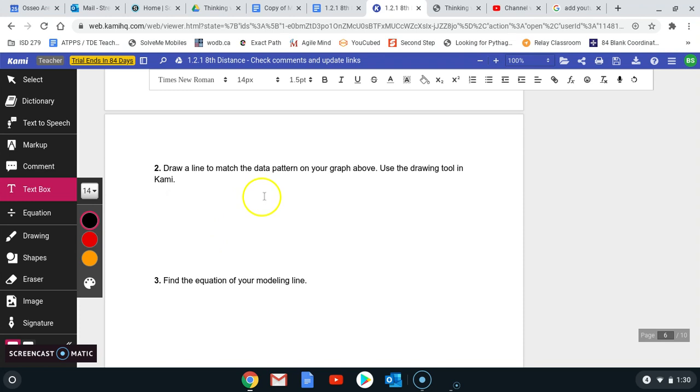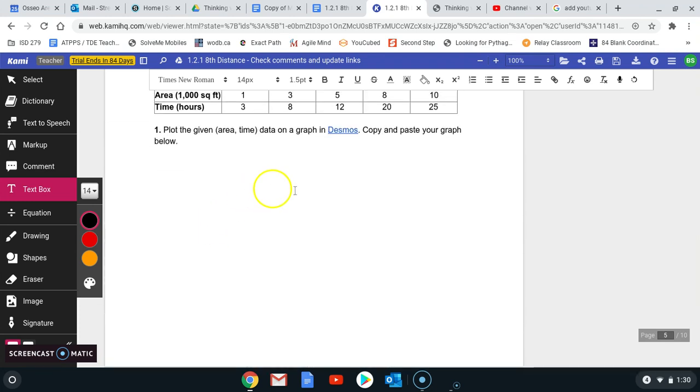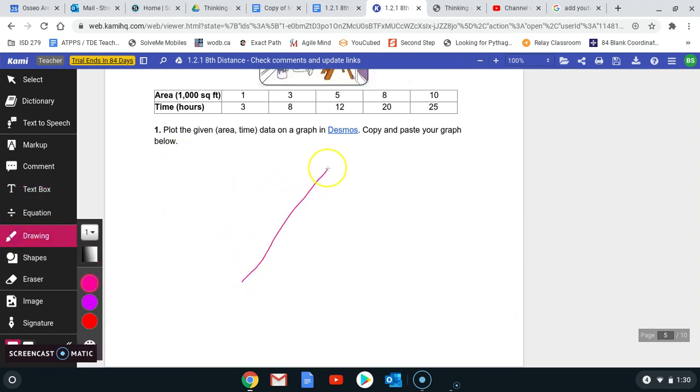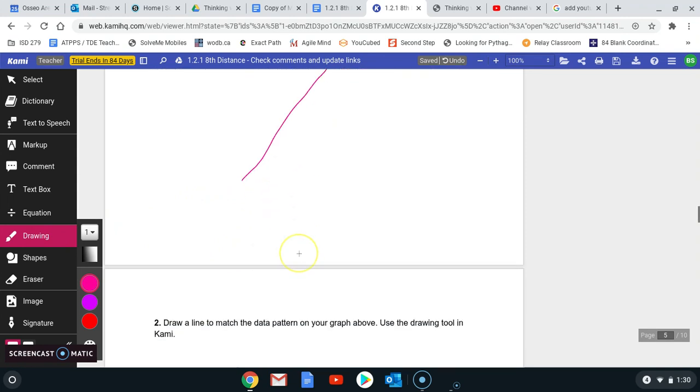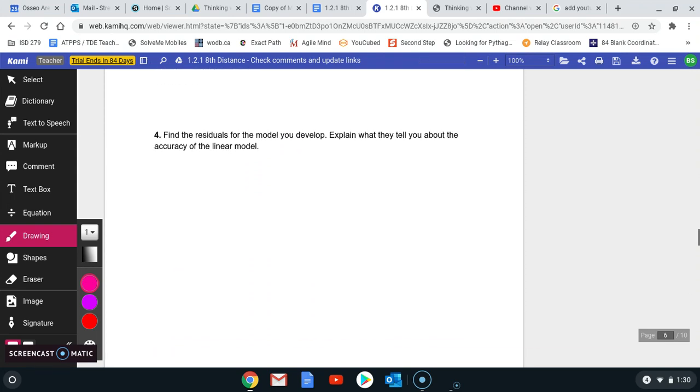Draw a line to match the data pattern on your graph above. So we're going to use the drawing tool in Kami. Once you create a graph here, you're going to use the drawing tool to create a line through the graph. Now, obviously, I don't have a graph here right now, but once you have that graph, use the drawing tool to create a line, a model through that data. Then find the equation of your modeling line and find the residuals for the model you developed. Explain what they tell you about the accuracy of the linear model.